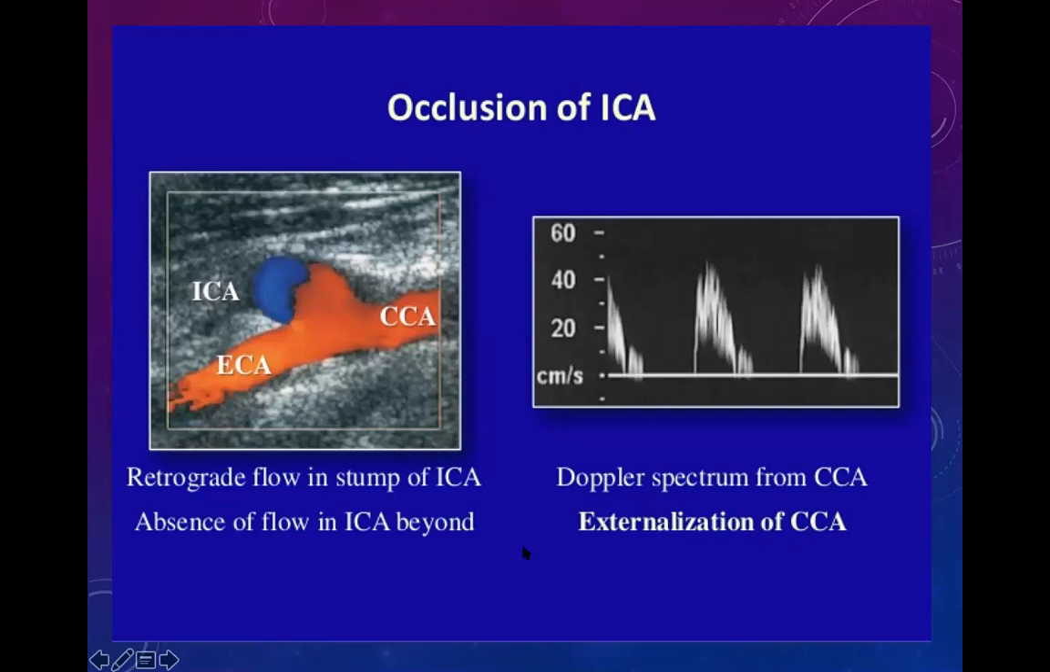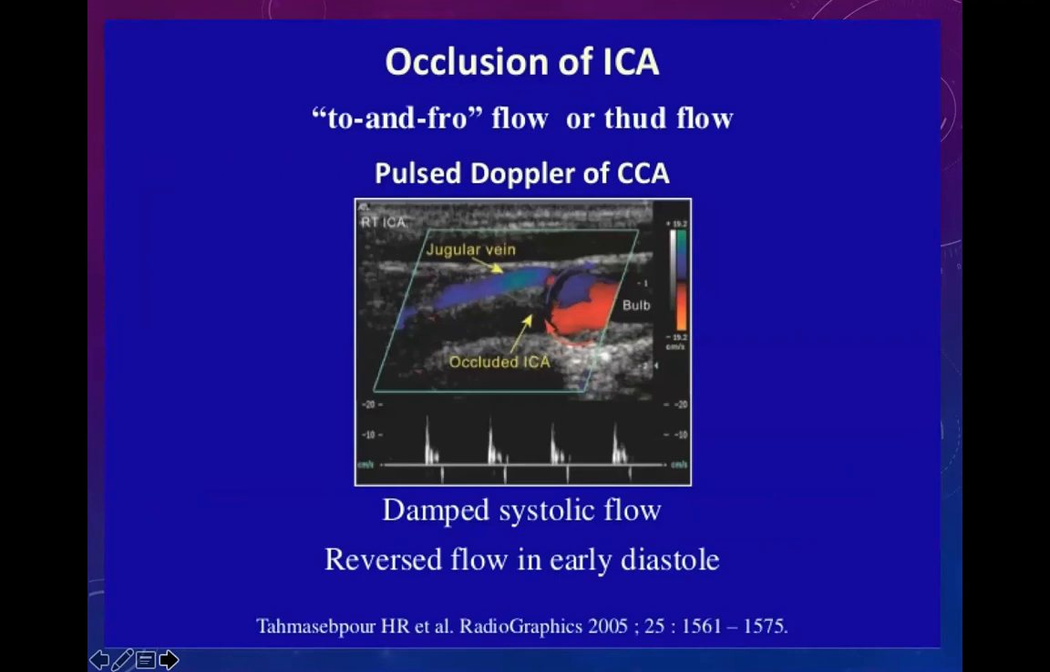And this is what you will see as a cap on the ICA if there is an occlusion further on. So occlusion of ICA will cause a to-and-fro flow or a thud flow that we can see on a pulse Doppler. You can have a dampened systolic flow and reverse flow in early diastole. So this is a complete occlusion. This is an indirect finding that you are seeing some occlusion and reversal of flow. That means that there is no string. It's not a stenosis, it is a complete occlusion.